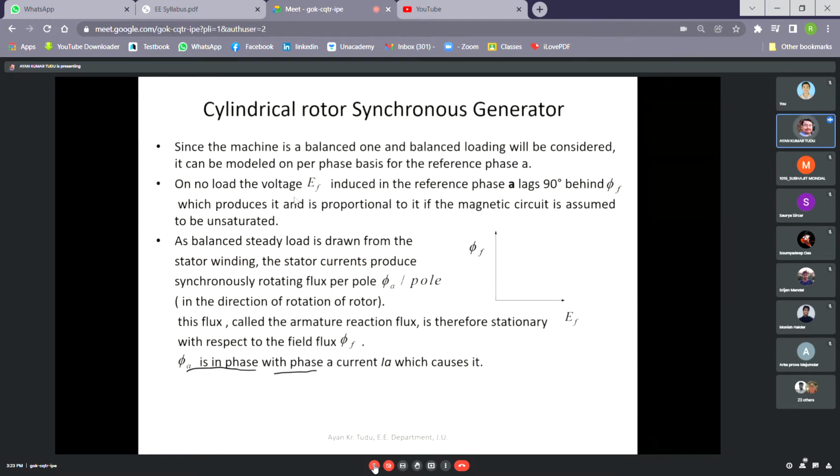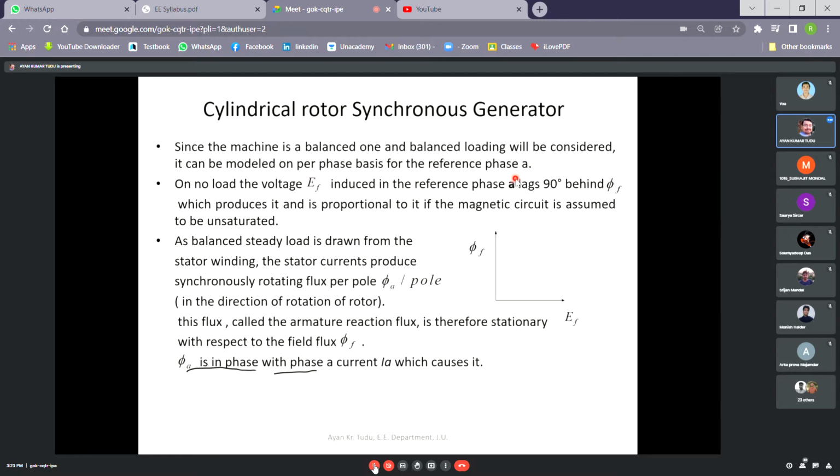So আমরা প্রথমে assume করে নিচ্ছি, so we are assuming a cylindrical rotor synchronous generator. Since the machine is a balanced one and a balanced loading will be considered, that's why it can be modeled on a per phase basis, and what we have done is taken a reference phase A.